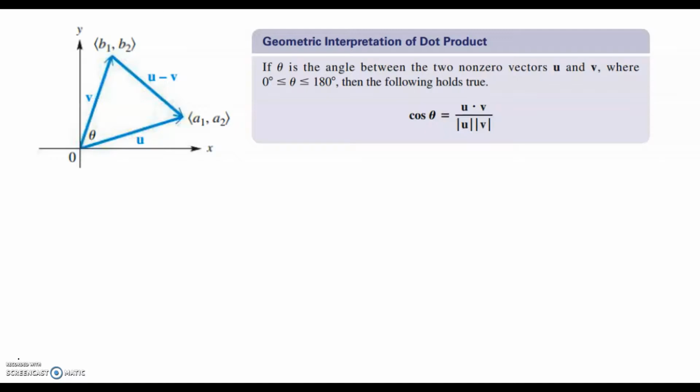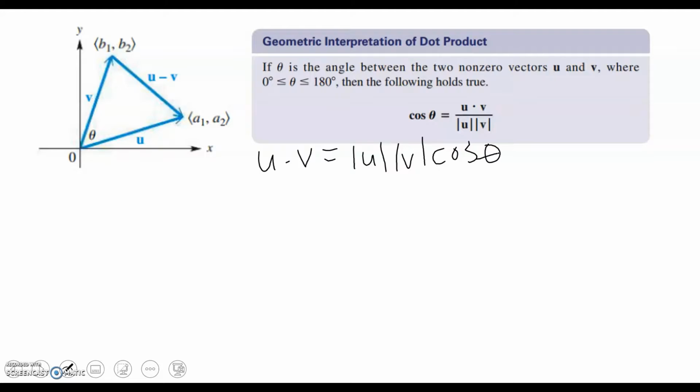When we use the law of cosines, we get to a point in that algebra where u dot v is equal to the magnitude of u times the magnitude of v times the cosine of theta. And that part gives us what the dot product means. The dot product of two vectors u and v is equal to the product of the magnitude of each of those vectors times the cosine of the angle in between those two vectors.